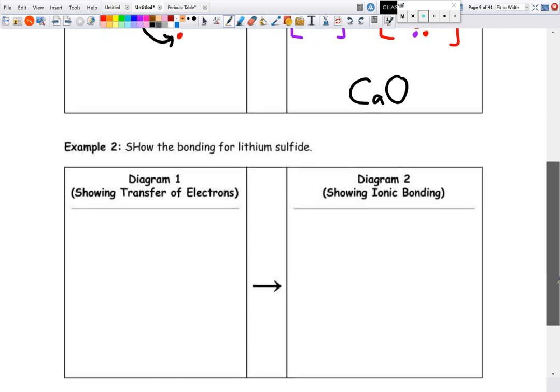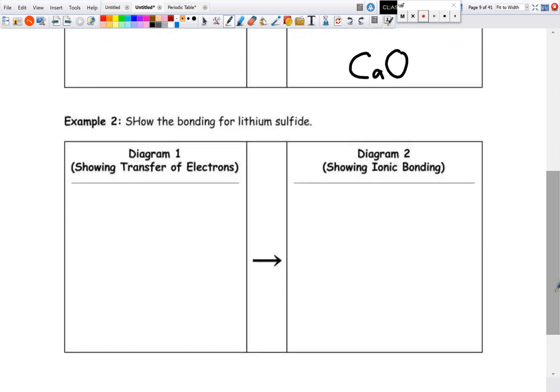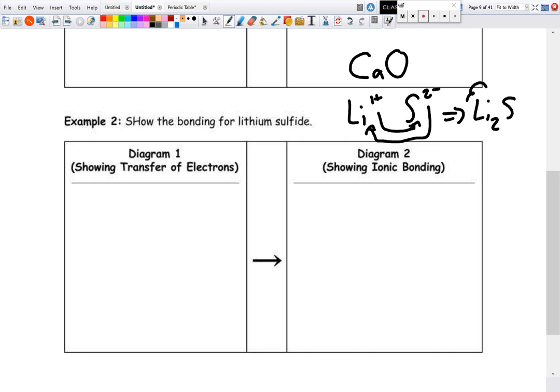So, show the bonding of lithium sulfide. Now, I always like to do the drop and swap first, just so I can get an idea of the chemical formula. So, lithium sulfide, Li 1+, sulfur is 2-. When we do our drop and swap, we should get Li2S. So this is the empirical formula for lithium sulfide. So notice how this formula is telling us we have 2 lithiums and 1 sulfur. So why does the ionic compound exist that way?